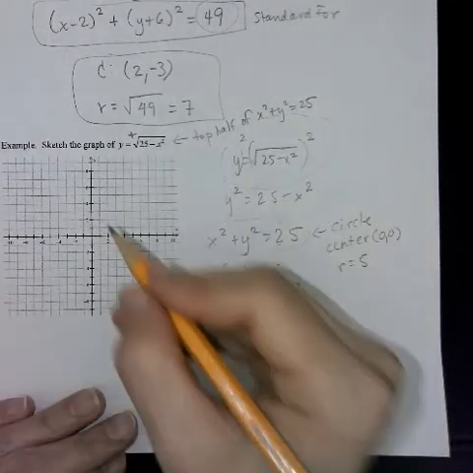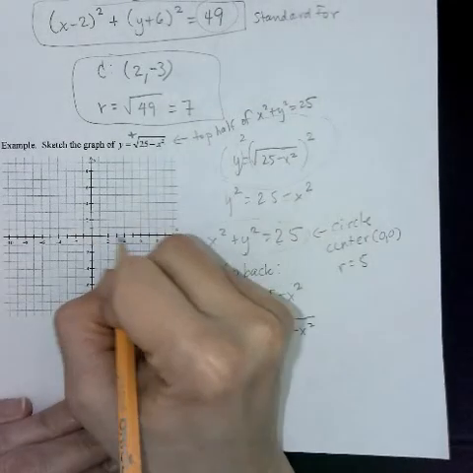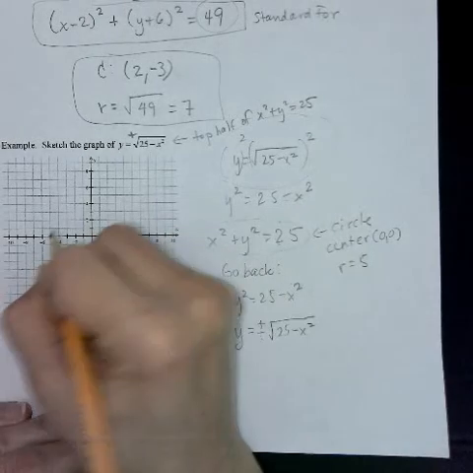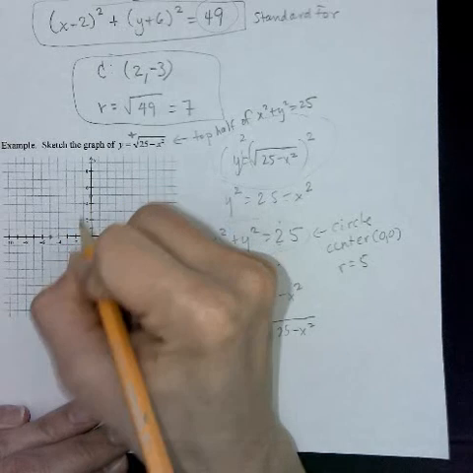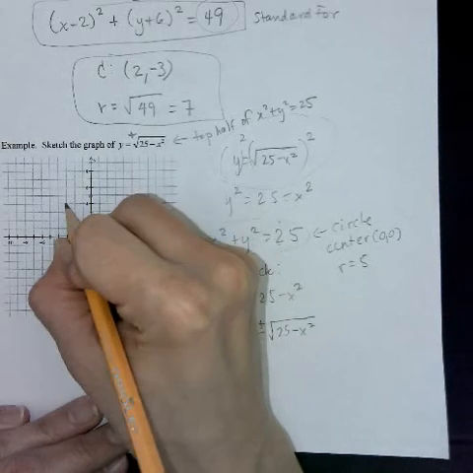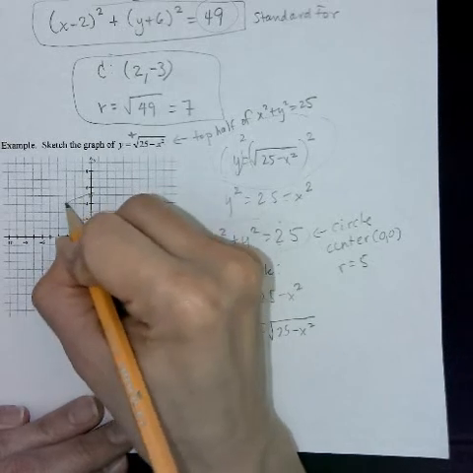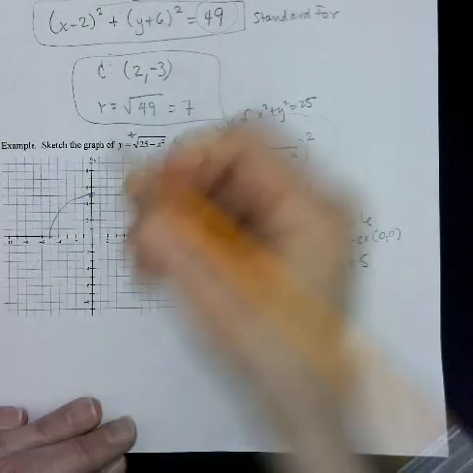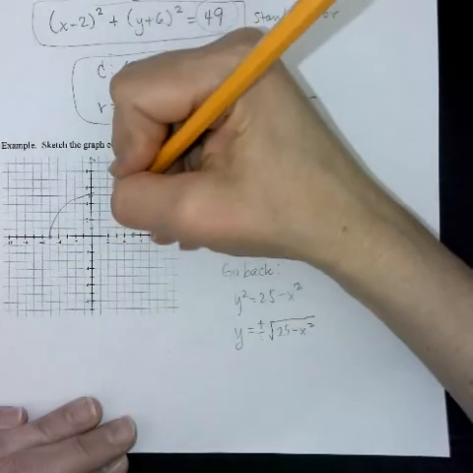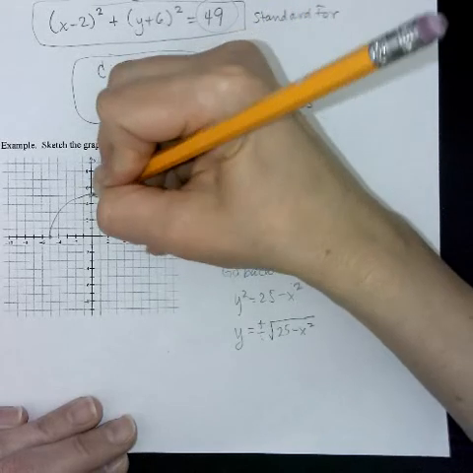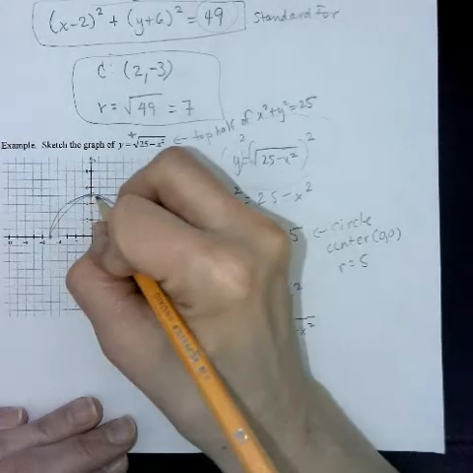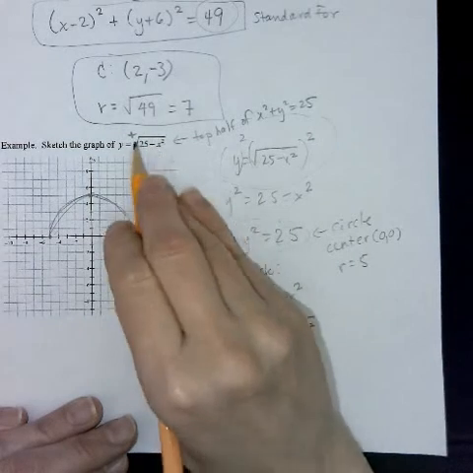So if we know it's centered at 0, 0 and the radius is 5, it looks like this. Okay. Notice this is a function that if you plug in an x, you only get one output.